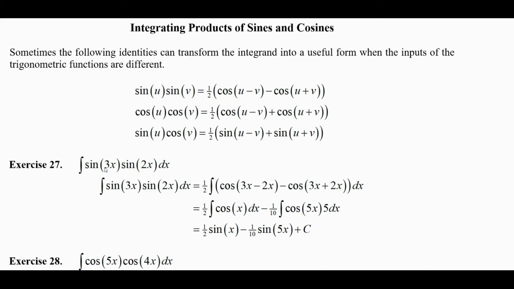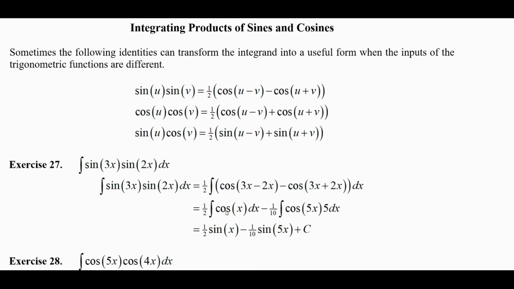So if you integrate sine of 3x times sine of 2x dx, then we use the first identity. It's 1/2, which I can bring out in front of the integral sign, times cosine of 3x minus 2x, minus cosine of 3x plus 2x. Well, 3x plus 2x is 5x, and 3x minus 2x is x. And we're going to break it into two integrals, leaving the 1/2 here.